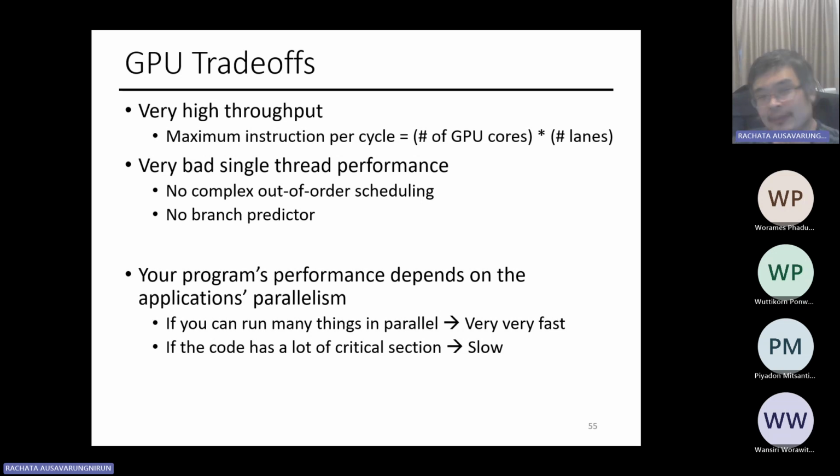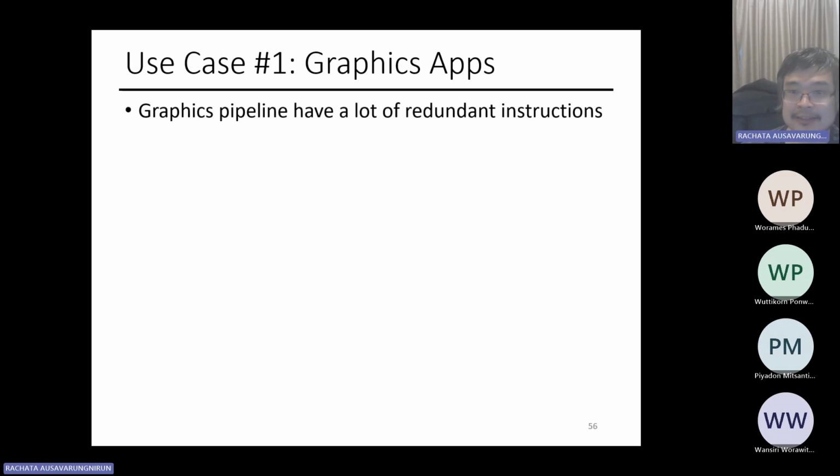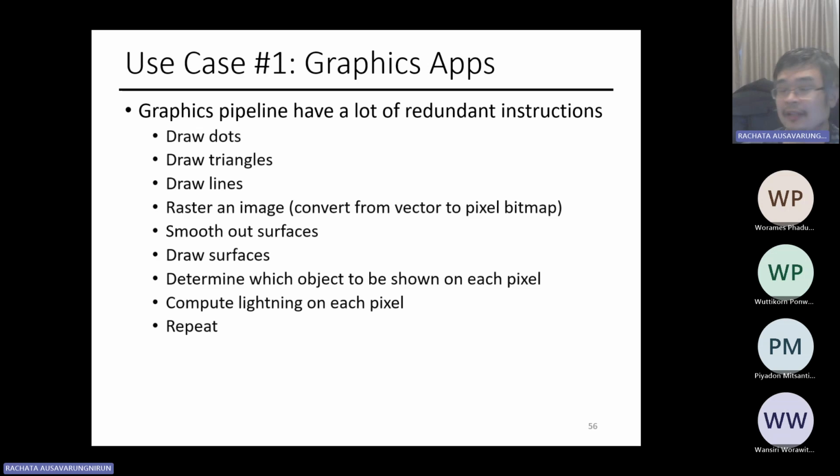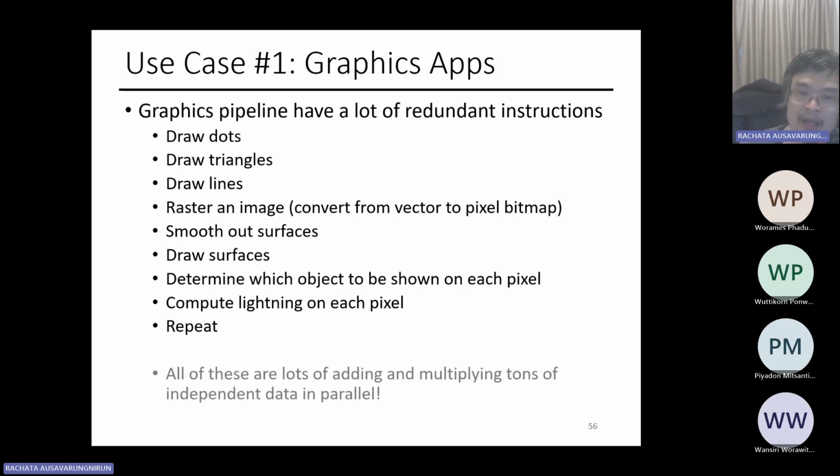All right. So some of these use cases include things like graphics applications, because graphics pipelines have a lot of redundant instructions. I want to draw a dot, triangle, line, then I want to rasterize the image, smooth out the surface, draw the surface, and so on. These are similar instructions that do the same thing over and over again. There's a lot of adding and multiplying. So these are some primary use cases. Now, I talked about why GPU can be really awesome. When it's really good, it's extremely good. That's why people buy the GPU.